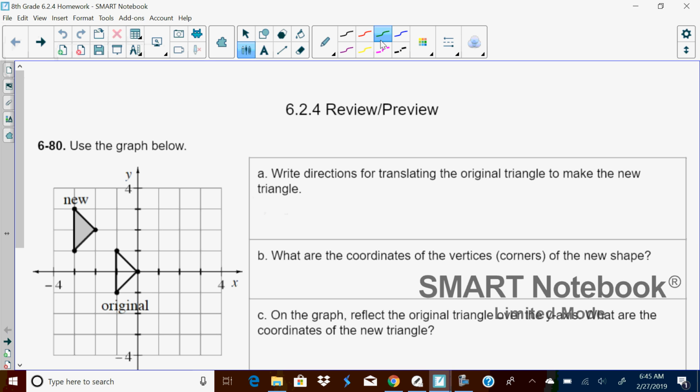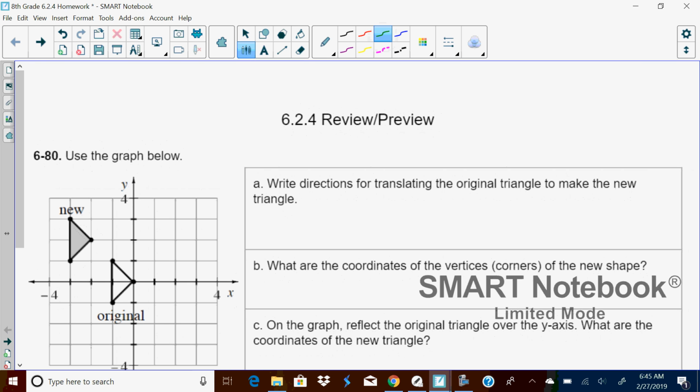Okay, here are the answers for the 624 review preview. Problem 80 says, write the directions for translating the original triangle to make the new triangle. So the original, we went 2 to the left and 2 up.